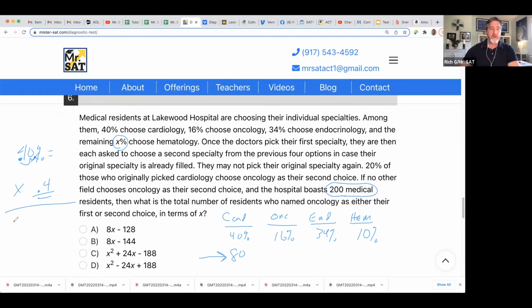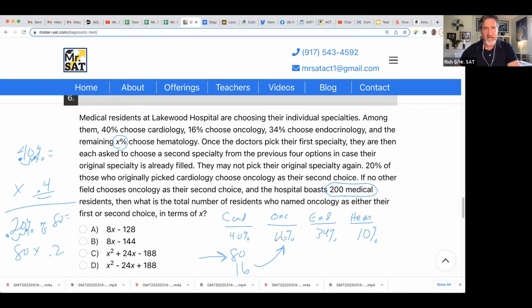Well, coming back over here, 20% of 80 is the same as 80 times, remember my decimal's here, I move it over twice, times 0.2. What is 80 times 0.2? I bet you can do that in your head. It's 16. So 16 chose oncology as their second choice. 80 chose cardiology as their first choice, and 16 of those chose oncology as their second choice.